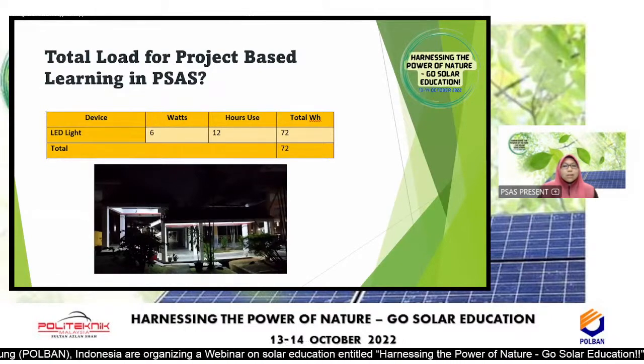Okay, so here is the picture where we use the LED light at night. All right.